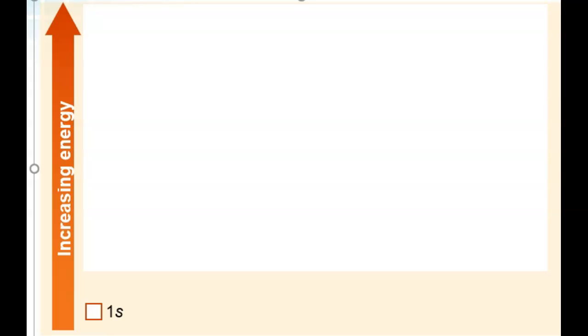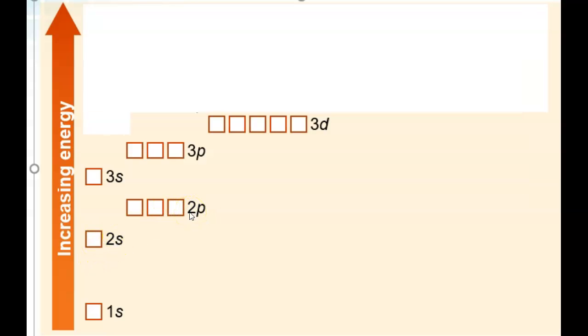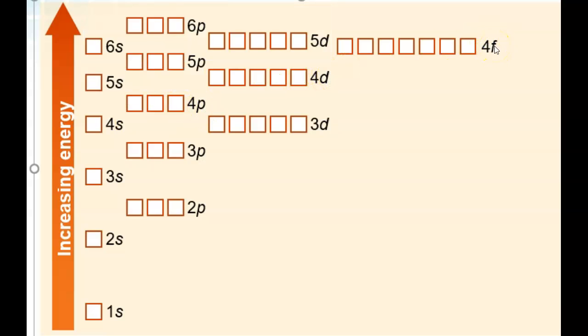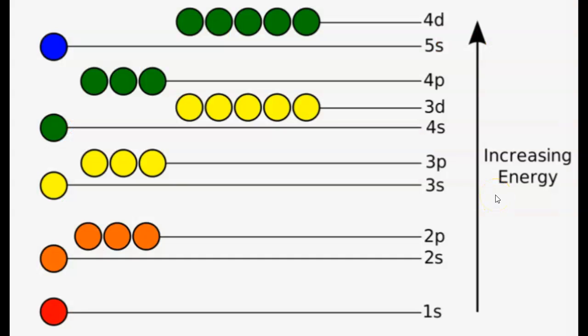The first floor has 1 room, which is designated the S room. The second floor has 2 rooms, the S and the P rooms. The third floor has 3 rooms, S room, P room, and D rooms. Fourth floor has 4 rooms, the S, the P, the D, and the F. And from then on, all the floors have the same, the S room, the P room, the D room, and the F room.